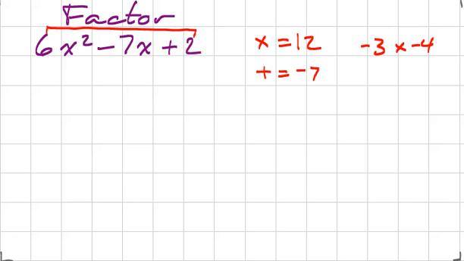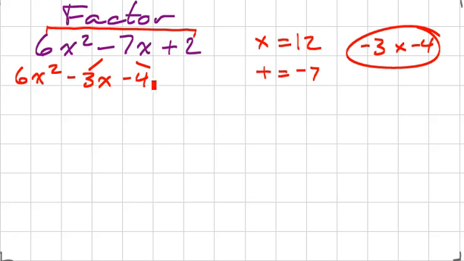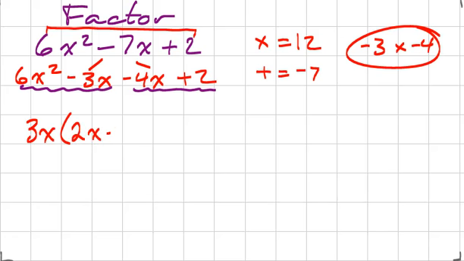First number gets written once, 6x squared. I break up the middle using those two. So minus 3x minus 4x plus 2. Factor by grouping. You can pause this anytime and get caught up. I look for the common factor of the first two. In this case, I've got 3x. That leaves me with 2x minus 1. Leave some space. 2x minus 1.